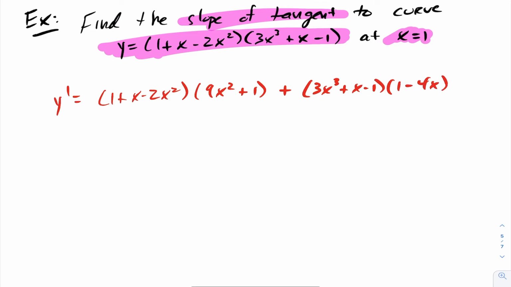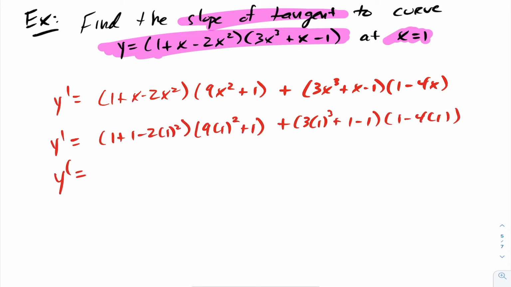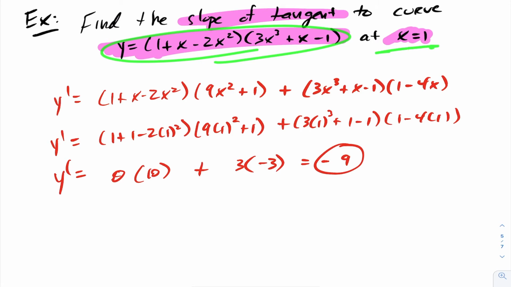Now in this situation here, we want to find the derivative at 1. So we're going to go ahead and substitute a 1 into here, in which case we get y prime is 0 times 10 plus 3 times negative 3, and we get the slope of the tangent to this curve at 1 is negative 9. Let's take a look at another.